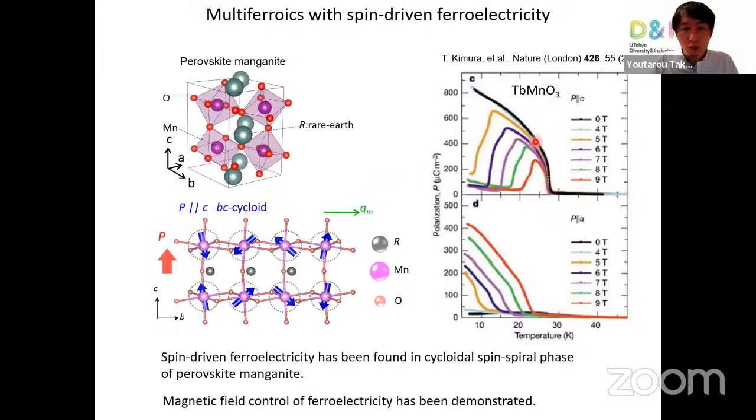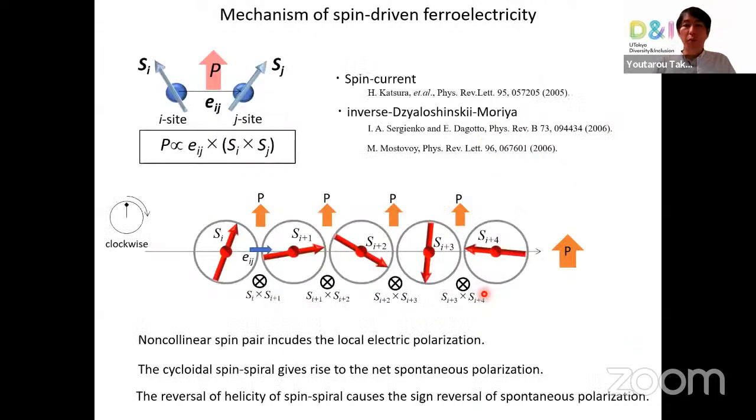Upon the phase transition to the spin spiral phase, the spontaneous polarization emerges, and they demonstrate even the magnetic field control of the spontaneous polarization. The mechanism of the spin-driven ferroelectricity, which connects the spin to the electronic charge, is explained by the spin current model, or inverse Dzyaloshinskii-Moriya interaction. The local electric polarization is described by this formula. Si cross Sj is a cross product of the neighboring spins, and eij is a unit vector connecting these spins.